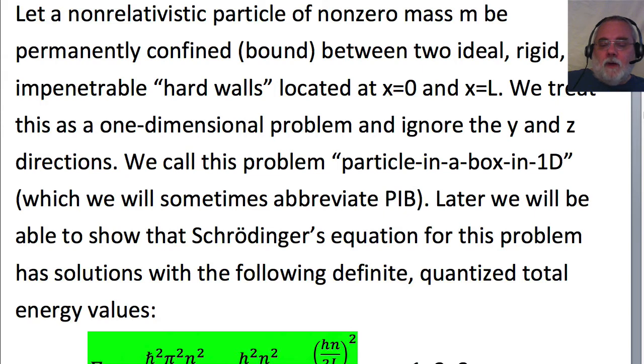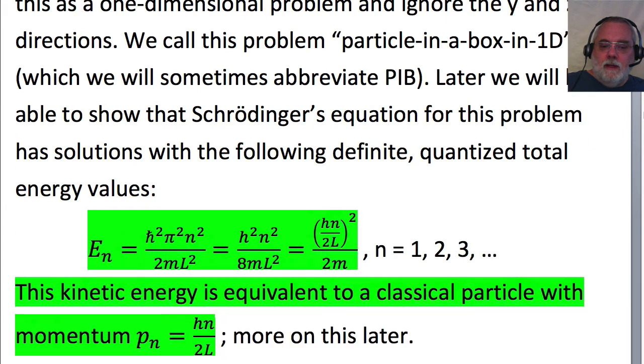Let a non-relativistic particle of non-zero mass m be permanently confined, bound between 2 ideal, rigid, impenetrable, hard walls located at x equals 0 and x equals L. We treat this as a one-dimensional problem. We ignore the y and z directions. We call this problem particle in a box, in particular particle in a box in one dimension, which we will sometimes abbreviate PIB. Later, we'll be able to show that Schrödinger's equation for this problem has solutions with the following definite quantized total energy values.